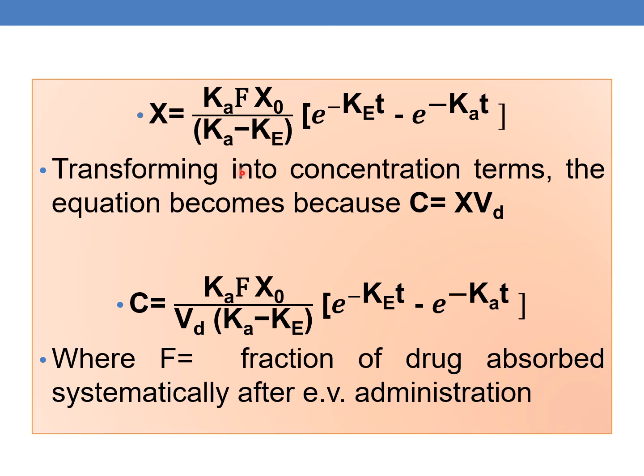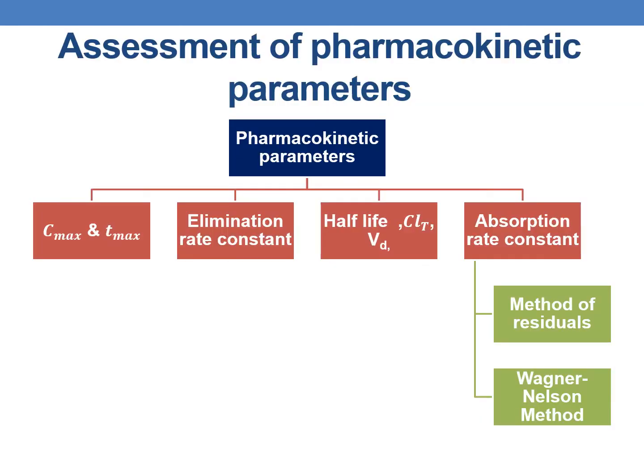If we transform the above equation into concentration terms, we know that C is equal to X by Vd. Based on this, the equation can be transformed as C is equal to Ka F X0 by Vd into Ka minus Ke into e to the power of minus Ket minus e to the power of minus Kat. Ke and Ka are the elimination rate constant and the absorption rate constant, and F is the fraction of the drug absorbed systemically after extravascular administration. So that is the overall equation.